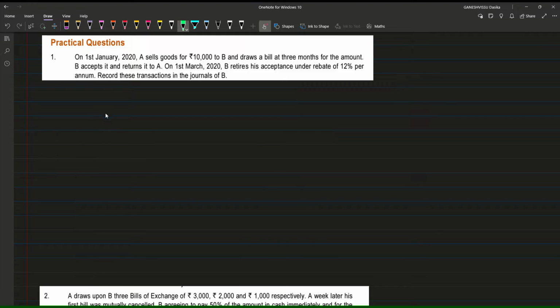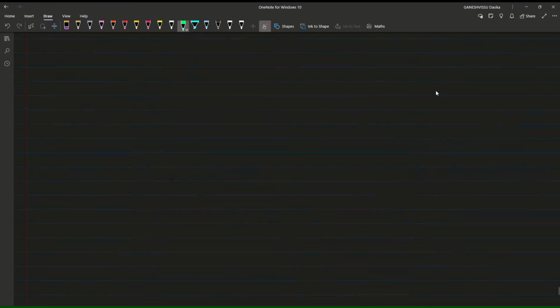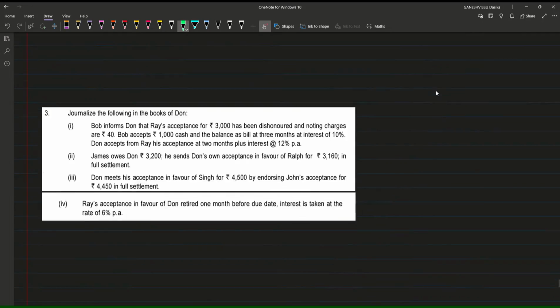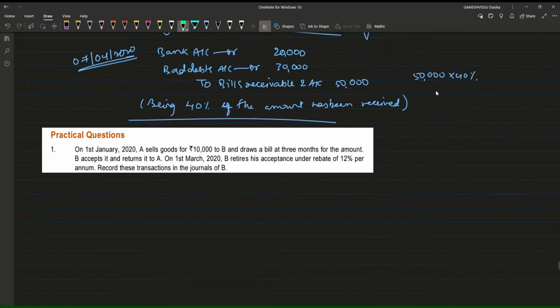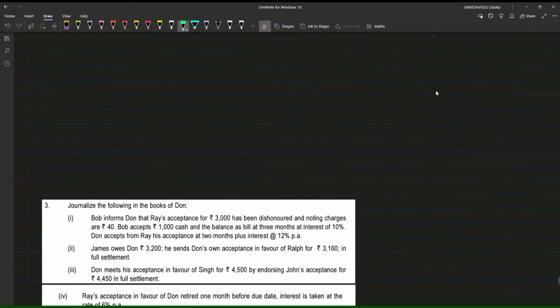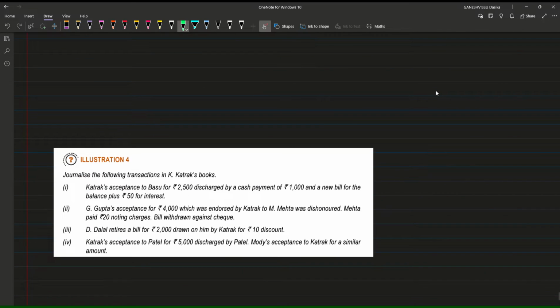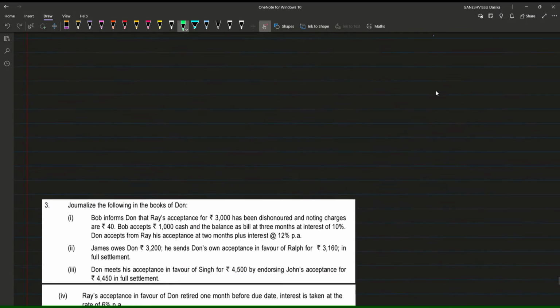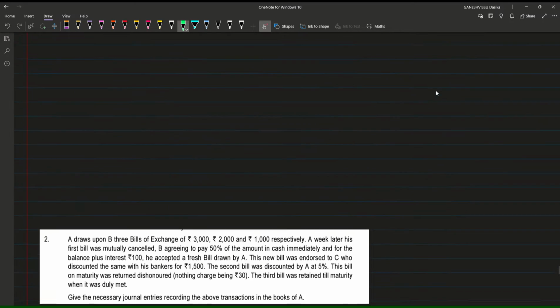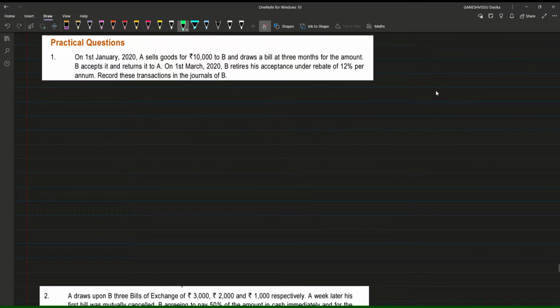We shall discuss the concept of accommodation in the last lecture. This is the lecture before that one, in which we shall complete the practical questions along with illustration number 4. There are three practical questions, 1, 2, and 3. Practical question number 3 and illustration number 4 are somewhat similar problems, so I have taken them at last. And in the last topic, we shall see what is meant by accommodation.